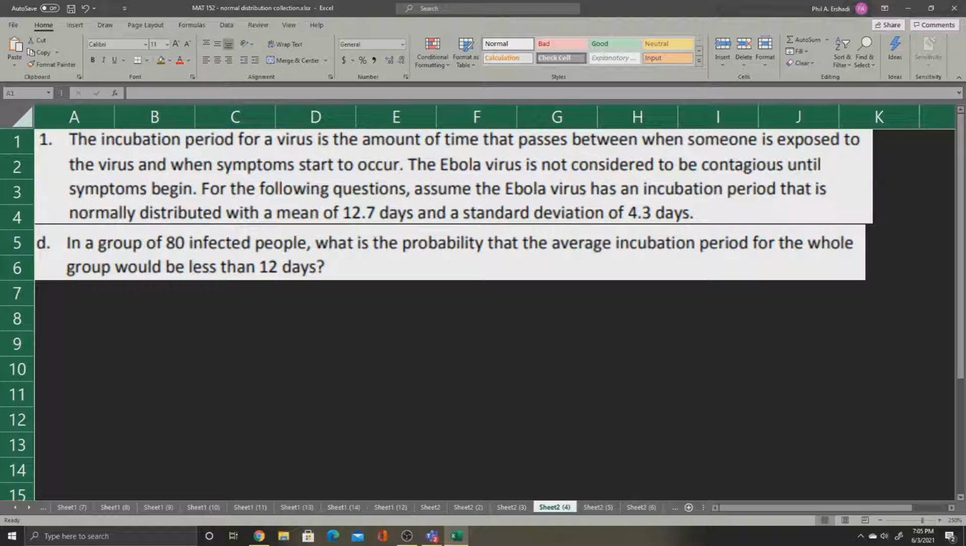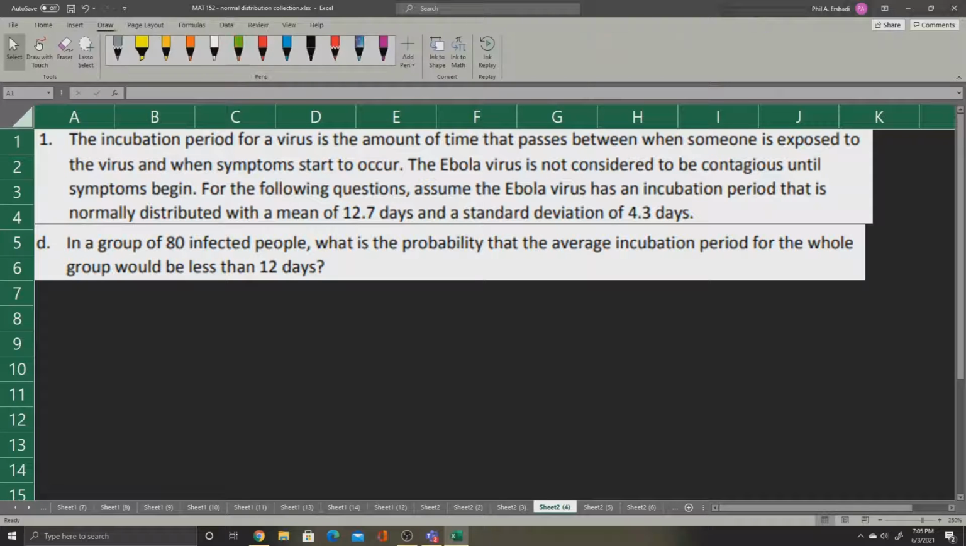Problem D. In a group of 80 infected people, what is the probability that the average incubation period for the whole group will be less than 12 days? Again, we'll draw a picture. We'll mark our mean at 12.7. We're being asked less than 12 days, so we're going to go left from 12. We'll make a mark for 12, and we're interested in the left piece.